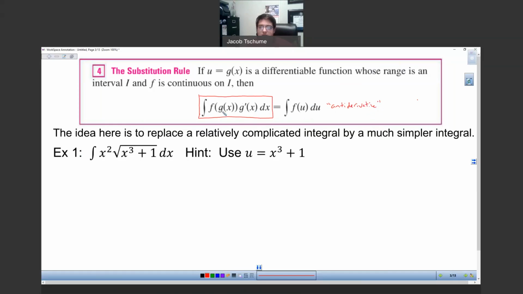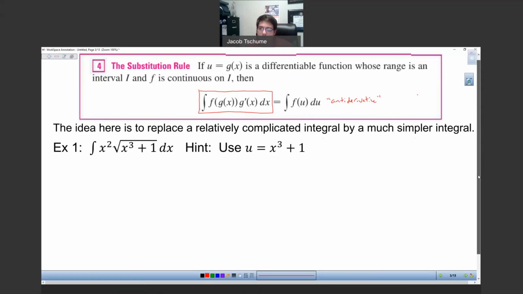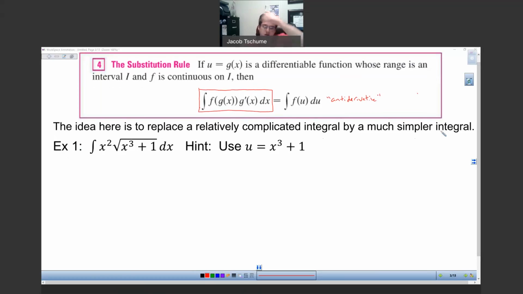Now, if you look at f of g of x times g prime of x, that looks very similar to the formula for the chain rule that you did in Calculus 1. And it's what it is. You're trying to undo a chain rule. The way to undo a chain rule is to do U substitution. To show you what I mean, I decided to put an example right below the instructions.